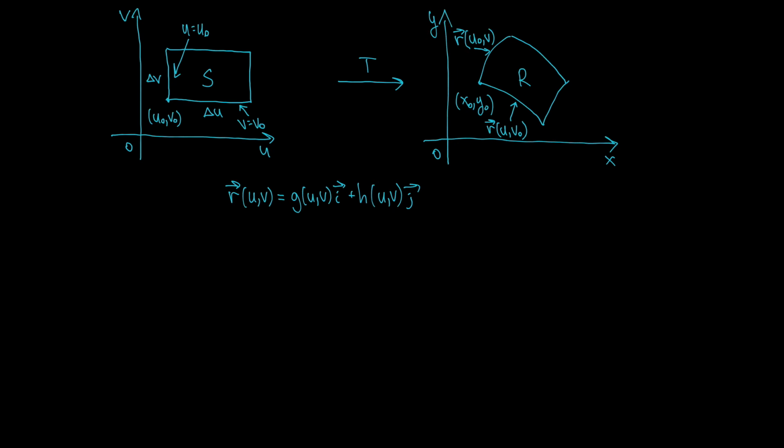In order to come up with an approximation for this area in terms of derivatives, let's take a look at what we get when we take the partial derivative of r with respect to u. So that's the partial derivative of g with respect to u at u0, v0, because I'm going to do this at this point, x0, y0, so that I can build up some vectors to approximate the area of this thing. So this is r_u at u0, v0, and this is our partial derivative with respect to u.